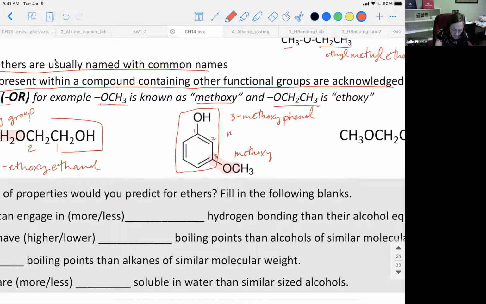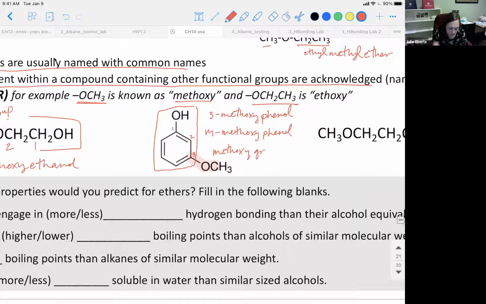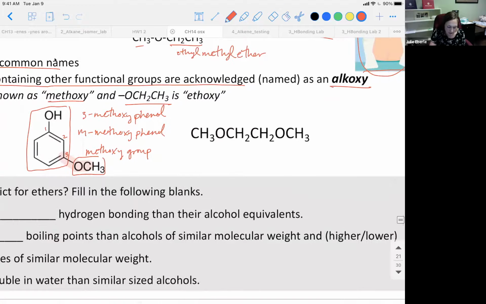Or you can say M for meta. Okay. This is our methoxy group. Okay, lastly, this one made me think for a second. We have 2 methoxy groups. We have 2 ether groups.